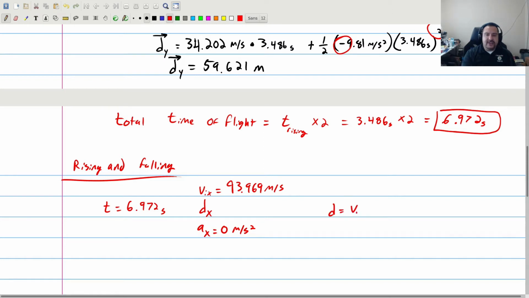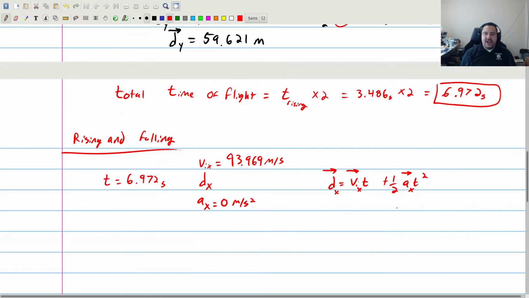d equals vi times t plus 1/2 at squared. X, x, and x, vector, vector, and vector. Okay, now that I have this equation selected, I know that my acceleration in the x direction is going to be 0, which means everything after this plus sign, that's all going to multiply to 0. So that's all gone. I don't need to worry about it. And all I need to do is plug in some numbers.